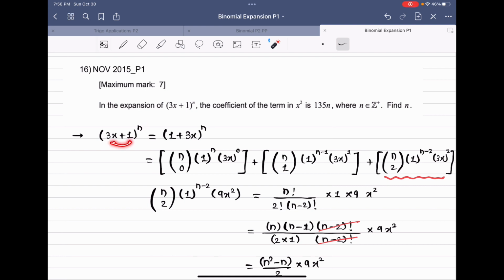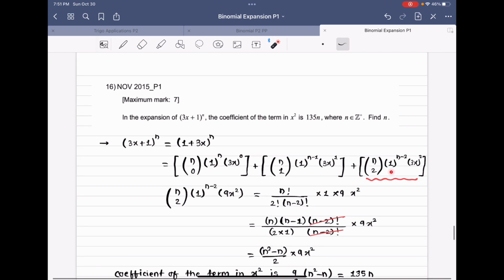3x plus 1 is the same as 1 plus 3x. 1 plus 3x raised to n. I want x raised to power 2. So I'm writing nC0, the first term, that is 1, will get the full power, 3x will get 0. nC1, the first term's power is decreased, 1 raised to n minus 1, 3x will get 1. And nC2, 1 raised to a further decreased power, 3x will get power 2. Why am I doing that? Because I know I want x raised to power 2.